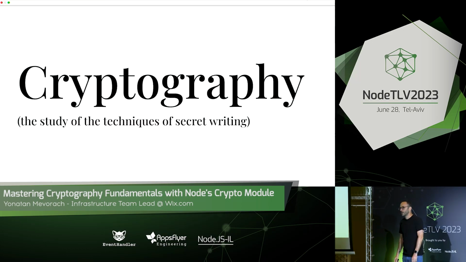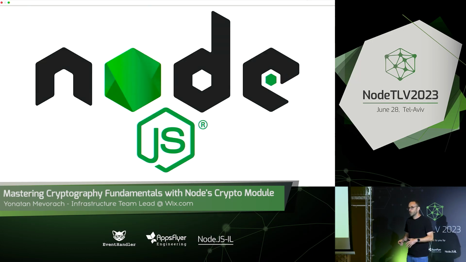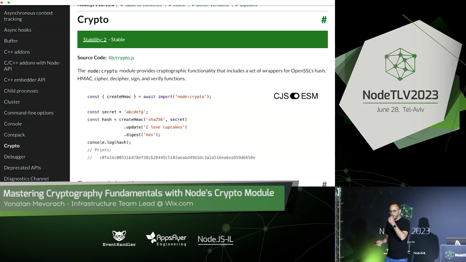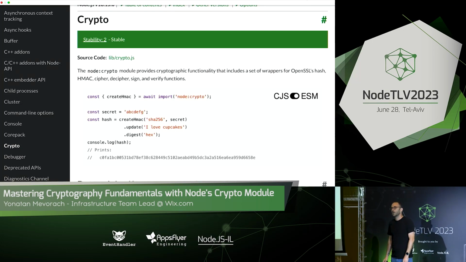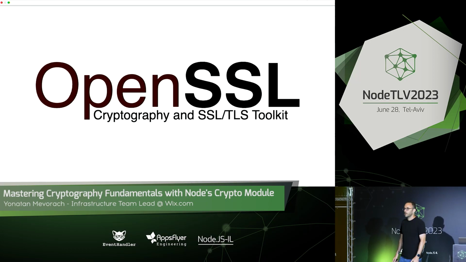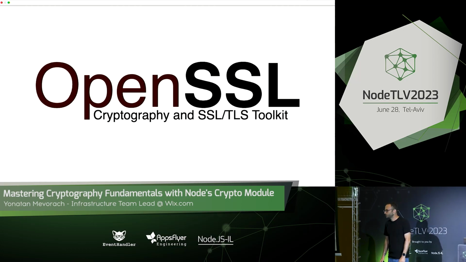What is cryptography? This is the study, or the science, of means of secret communication. Now, inside of Node.js, we have a built-in module for handling cryptographic operations and algorithms. It's one of the built-in modules just like fs, so you can start using it right away. No need to install anything. It's built on top of OpenSSL, which is the widely used library for handling all types of cryptographic operations.